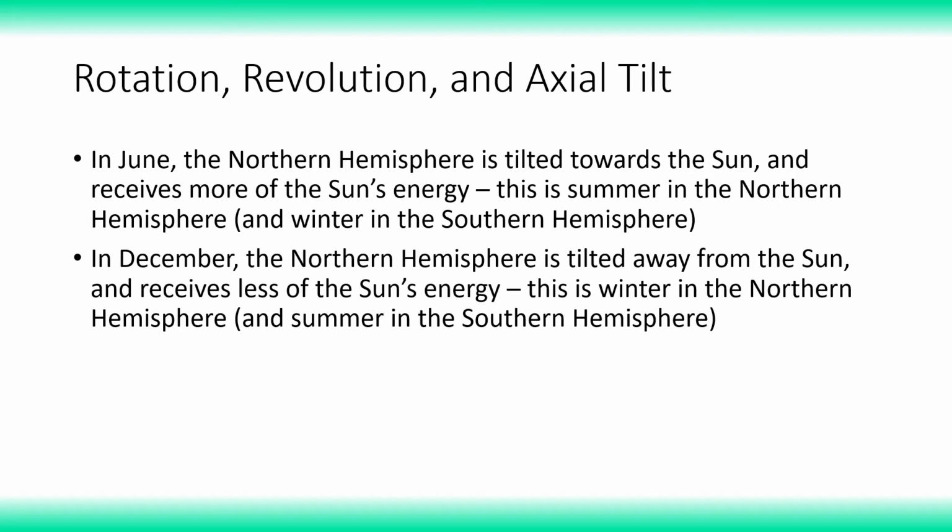So what this means is that at different times of the year, as we said a couple of slides ago, the northern hemisphere is tilted towards the sun, which means that it's summer. And at other times of the year, the same part of the planet will be tilted away from the sun because it's in a different position in its orbit, and that's when we get winter. So we'll see more diagrams of this shortly.